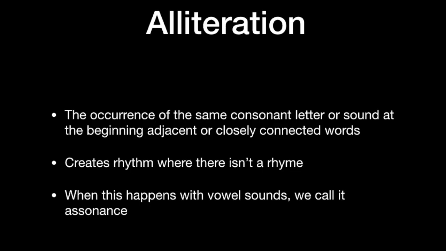The final thing we're going to talk about in this video is alliteration. And that's the occurrence of the same consonant, letter, or sound at the beginning of adjacent or closely connected words. And it kind of creates rhythm where there might not actually be any. It makes it sound lyrical, kind of sing-song-like, to have those sounds very close together. When this happens with vowel sounds, we call it assonance, but generally we see alliteration with consonant sounds.